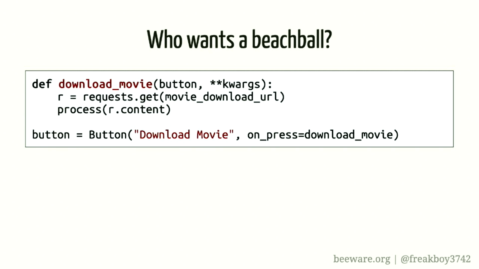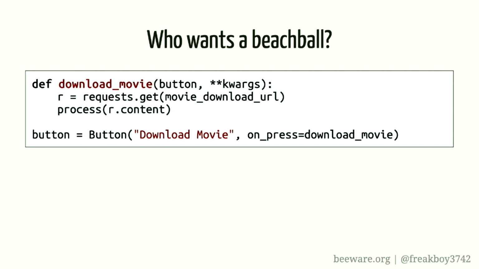Beach ball is very easy to generate. Let's add a button to our GUI and say that when the press event occurs, we want to download a movie. And in our event handler, we use requests to download the URL. The movie file is large, so that download's going to take a minute or two. We run our app, we push the button, and we get a beach ball. Why? Because requests.get is a blocking method. The event handler has been called, but it won't return until the download has finished. And until the event handler is returned, the GUI can't redraw.